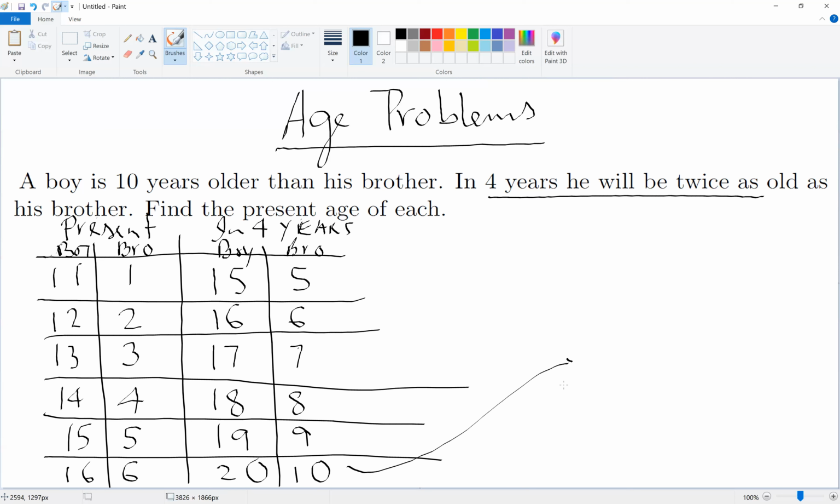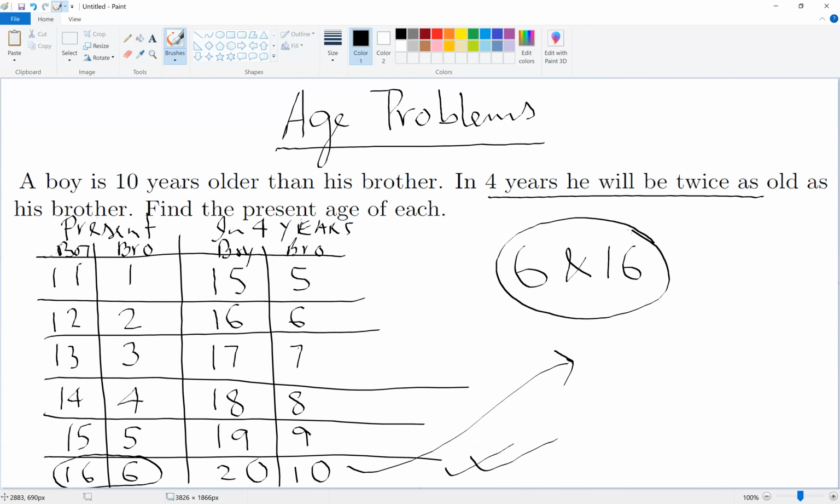So do you see one is the double of the other? So this is the age we're talking about. So in 4 years, they will be 20 years old and 10 years old. That means their present age is 6 and 16. Does everybody understand the method I followed? Yes. Any question, anybody? No. No.